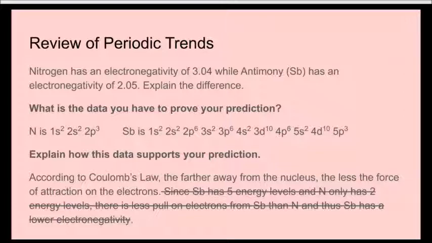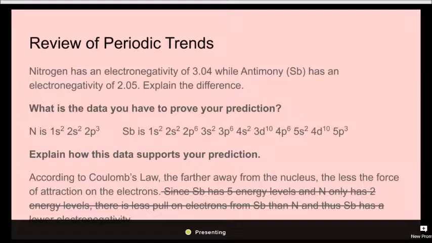So we have to be able to say, wait, how can I back up and say that that's where the electrons are? Is there a better way to word this? And then there's less pull on electrons from antimony than nitrogen. I don't really know what that means. I mean, antimony has more protons, so antimony would pull harder on the 1s electrons than nitrogen would. So antimony will pull harder on those 1s electrons than nitrogen would pull on its 1s electrons, because it has more protons. So this answer isn't quite right.